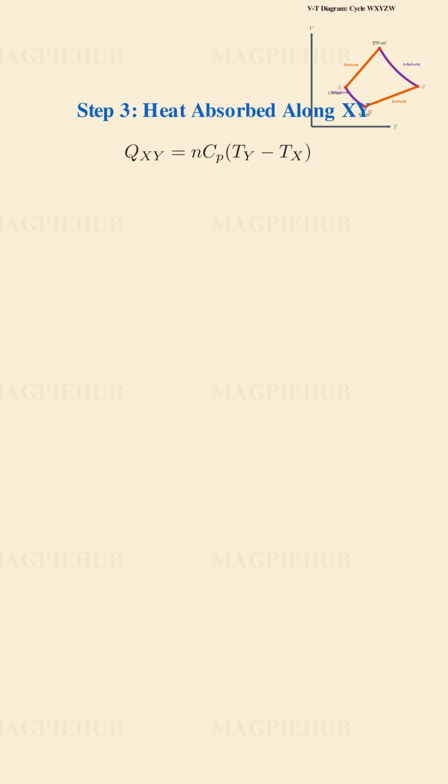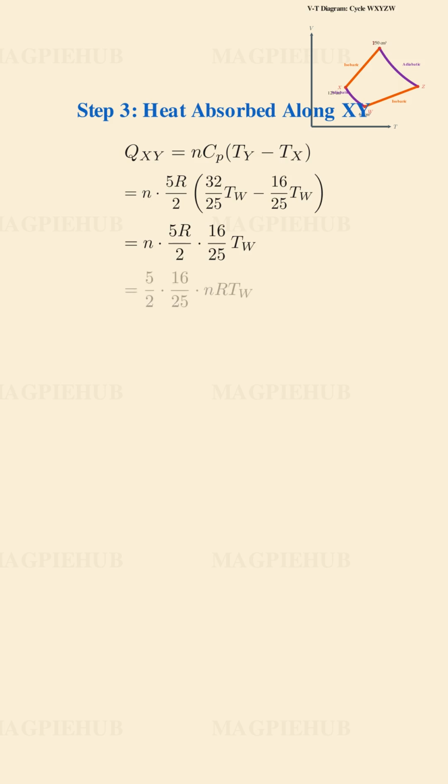Step 3. Calculate the heat absorbed along the isobaric path XY. For an isobaric process, Q equals n Cp times delta T, that is n times 5R/2 times the quantity TY minus TX. TY minus TX equals 32 over 25 TW minus 16 over 25 TW, which is 16 over 25 times TW. So Q equals 5 over 2 times 16 over 25 times nRTW.